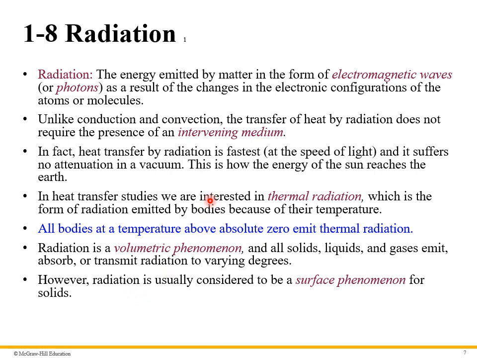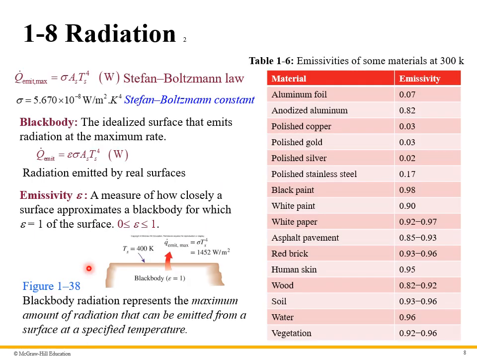So let's talk about radiation. Again, this is the energy transmitted by matter in the form of electromagnetic waves. Unlike convection and conduction, this doesn't need a medium to travel through. It can travel through a vacuum, and it travels at the speed of light. The governing law here is the Stefan-Boltzmann law. It's given by sigma times the area times the temperature to the fourth, where sigma is the Stefan-Boltzmann constant.